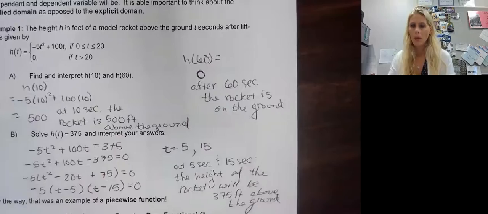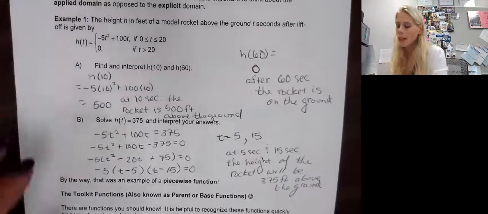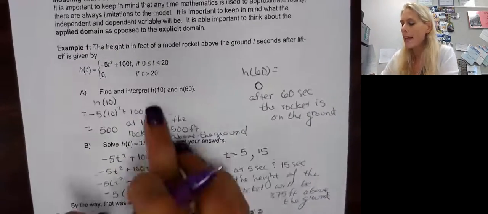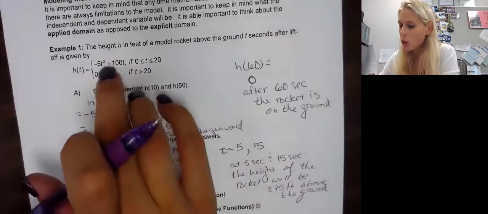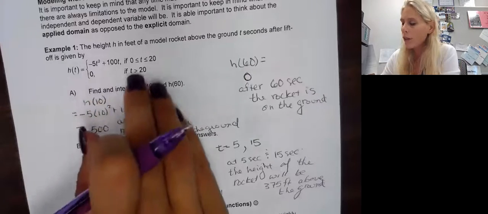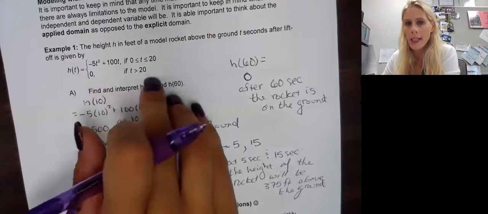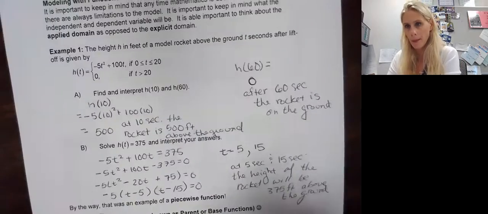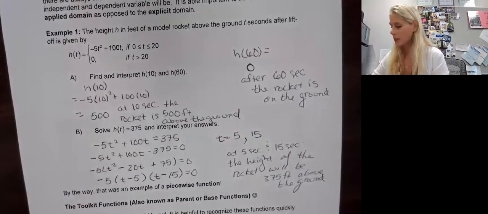Okay, there you go. Perfect. All right. So what we did here is point out that this situation is a piecewise function because we have one function, but it's broken up into parts. The first part is between 0 and 20, and the second part is after 20. Okay. All right, so now we have some pictures and some graphs of parent functions.